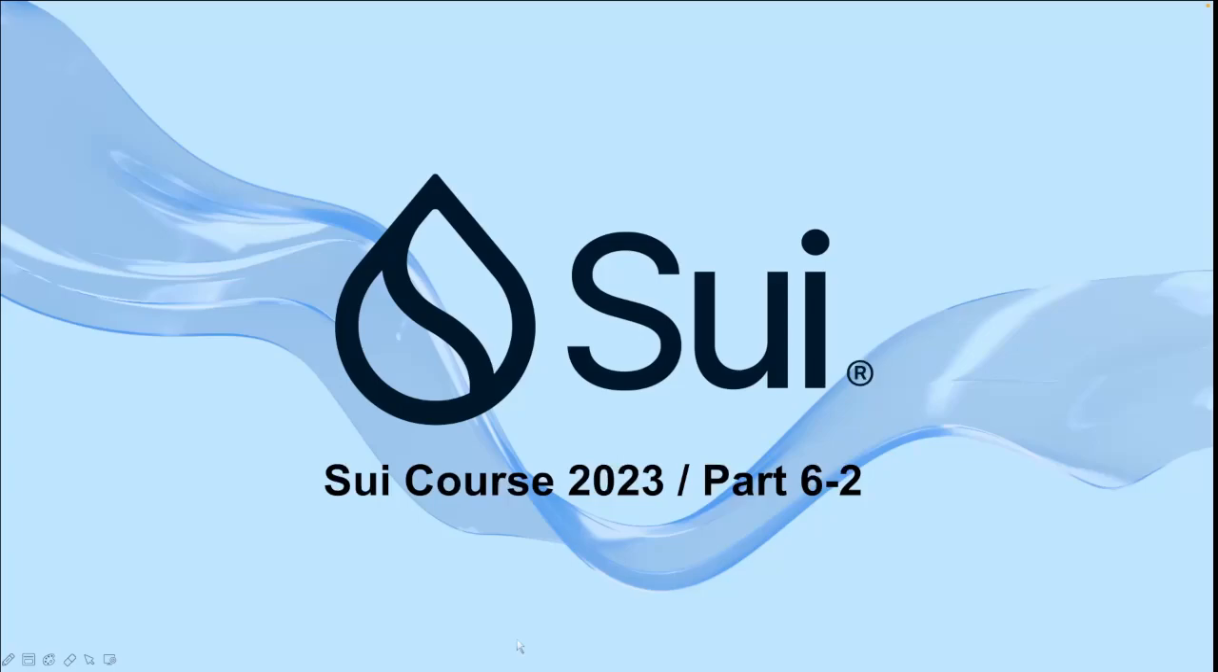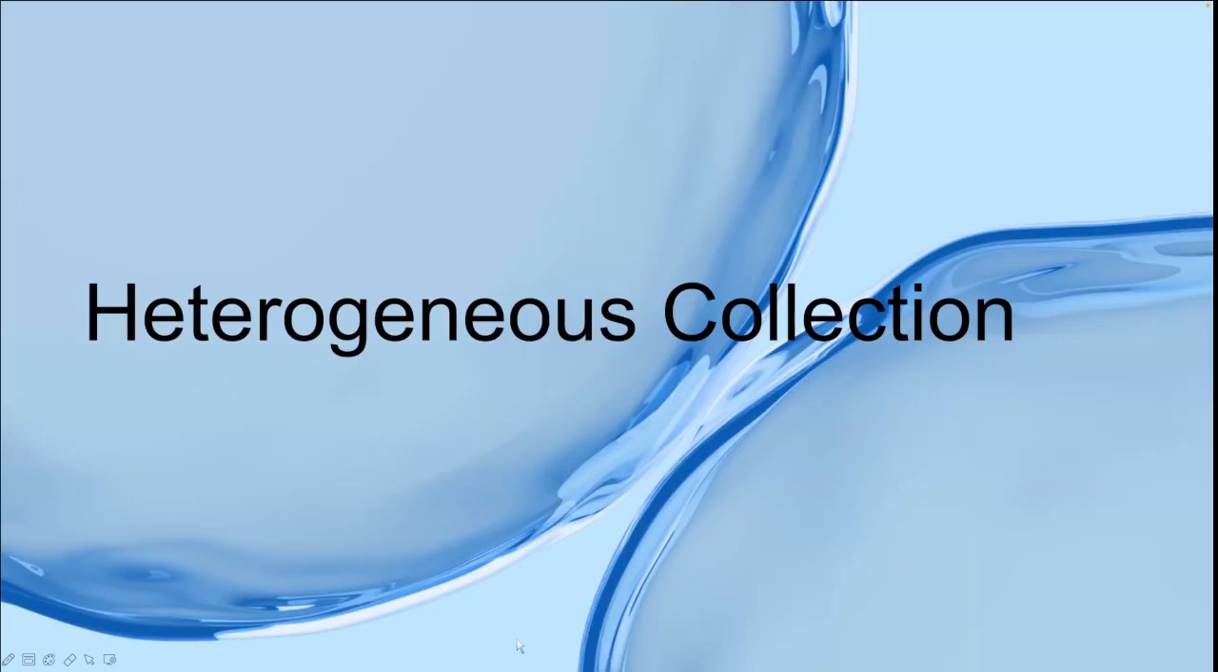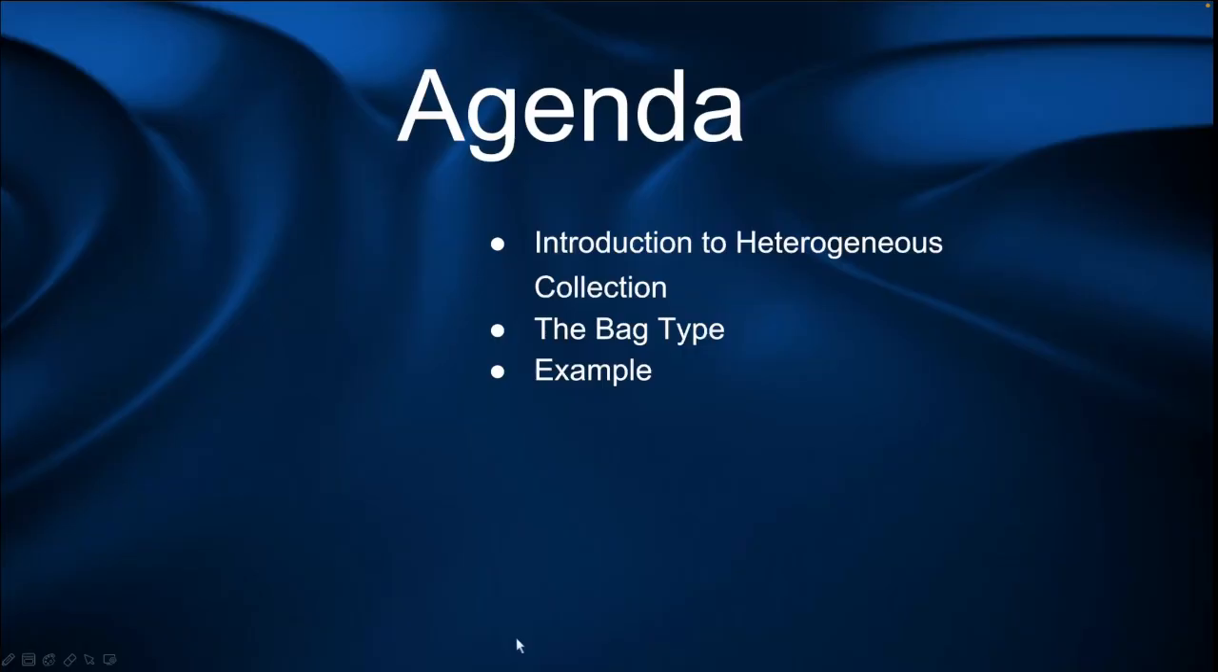Welcome to part 6.2 of the SwiMove course. In this lesson, we'll talk about heterogeneous collections. First of all, we'll give you the introduction to the heterogeneous collection. Then we're going to talk about the bag type, and also an example of it.